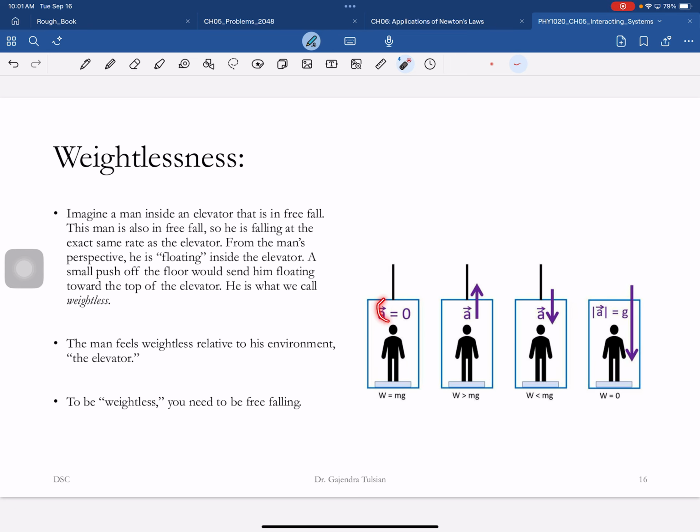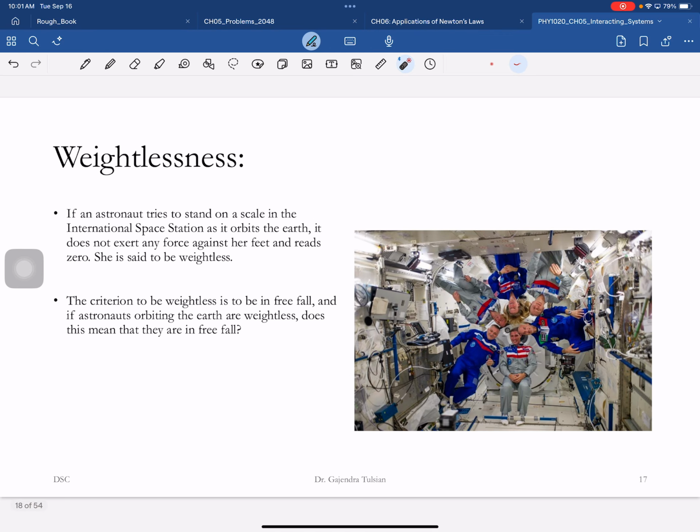When the acceleration is 0, apparent weight is normal weight. When you're accelerating upwards, your apparent weight is greater than your actual weight. When you're accelerating downwards, your weight is less than your real weight. And when you're free falling, your apparent weight is 0. So when astronauts stand in the International Space Station, their apparent weight is 0.